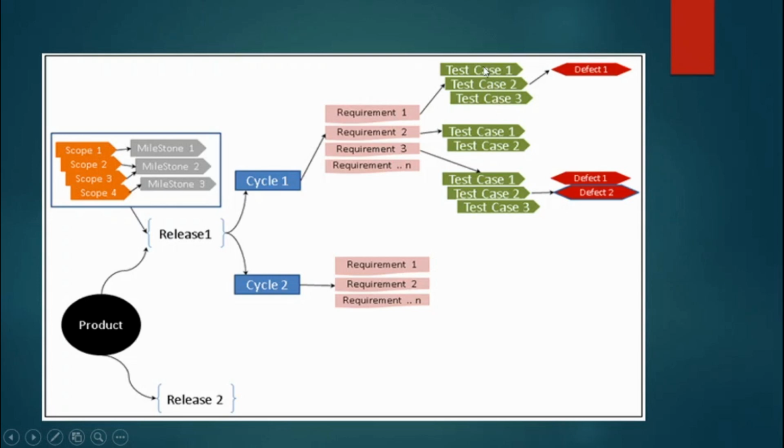Each requirement has test cases assigned or mapped to it. You can see here this requirement has 3 test cases, this requirement has 2 test cases, requirement 3 has 3 test cases, and the defects are also mapped to the test cases for the requirement for which we have done the testing. While doing the testing for this requirement, we got this defect and mapped it to this test case and also to this requirement. Similarly, with requirement 3, we found 2 defects and mapped them to the test case and also to the requirement.